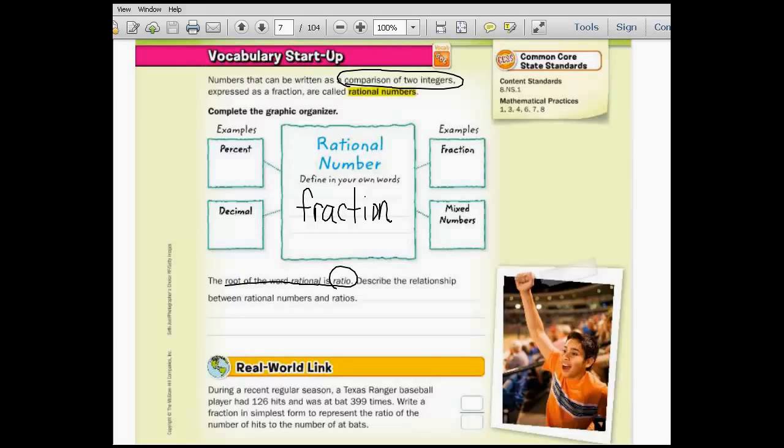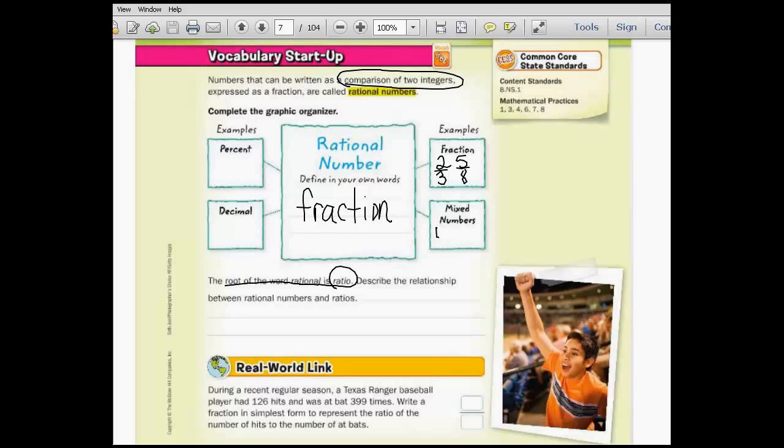So obviously a fraction is a fraction. So 2/3 is a fraction, 5/8 is a fraction, 6/7, 20/29ths, anything like that is a comparison of two integers. So with that, mixed numbers.